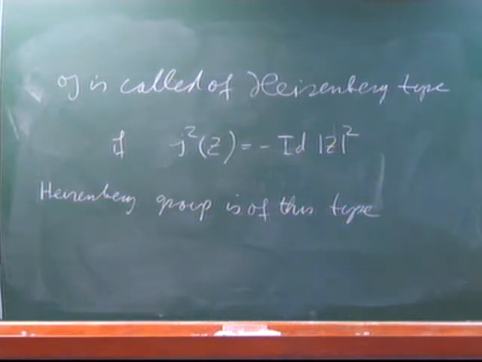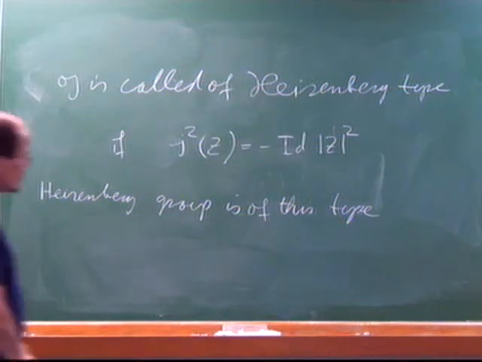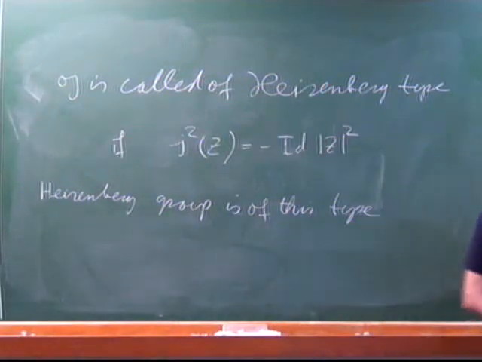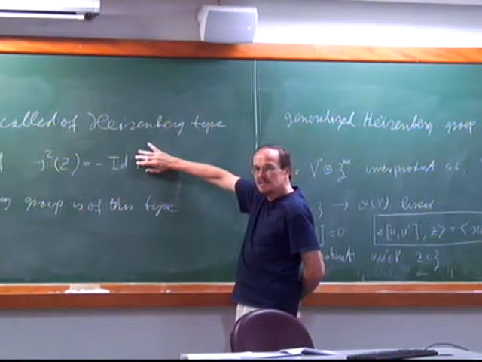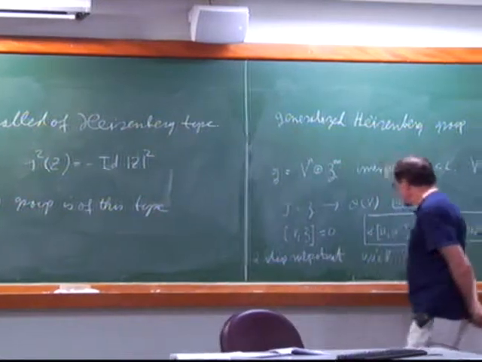What is it in that case? There isn't much choice then. For the Heisenberg group, the center is supposed to be one-dimensional. So it's just a real number here. So check that this works, I guess.